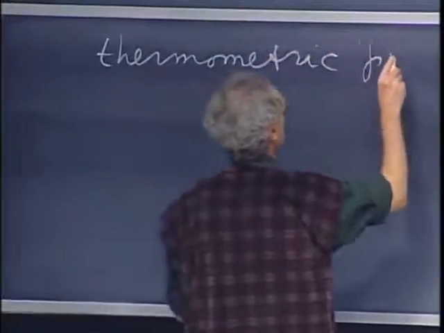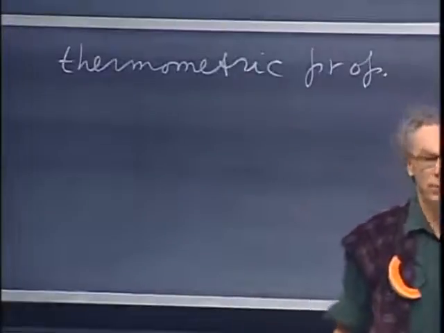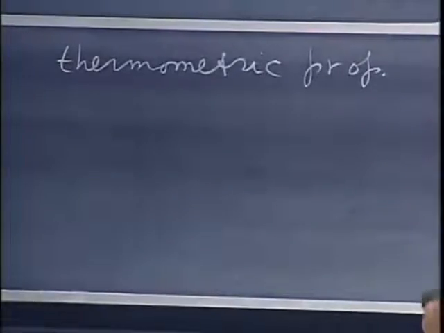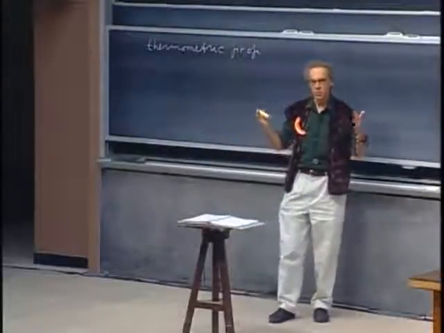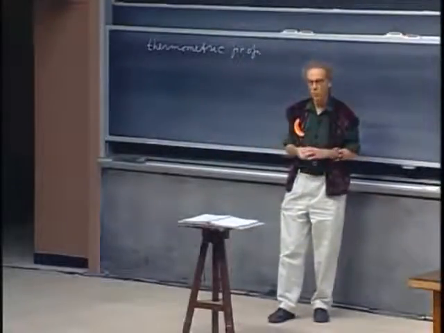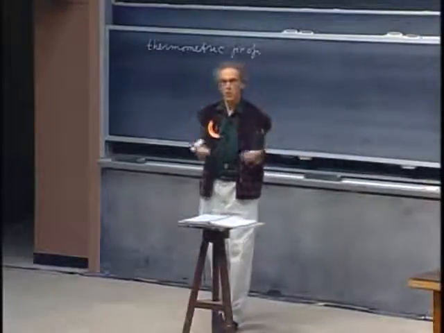One very characteristic thermometric property is that most substances, when you heat them, expand. And when you cool them, they shrink. We'll talk more about it later. If you take a gas in a closed volume and you heat it, the pressure goes up. That's a thermometric property. If you take an electric conductor and you heat it, in general, the electric resistance will change.